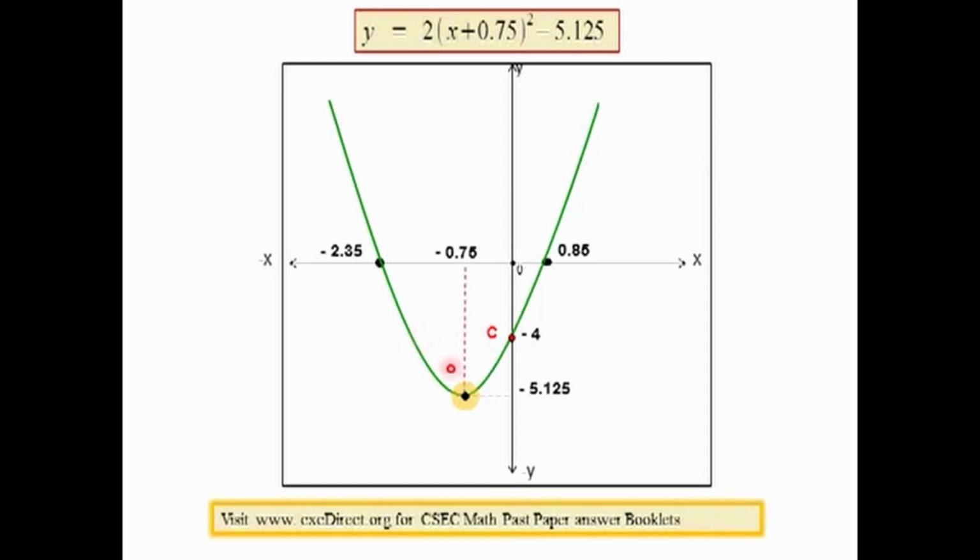Here we are showing the coordinates of the minimum value as the value of x at which that occurs, minus 0.75, and the actual value of the minimum, which is minus 5.125. And finally, here we see the y-intercept. This is typically how this is done.